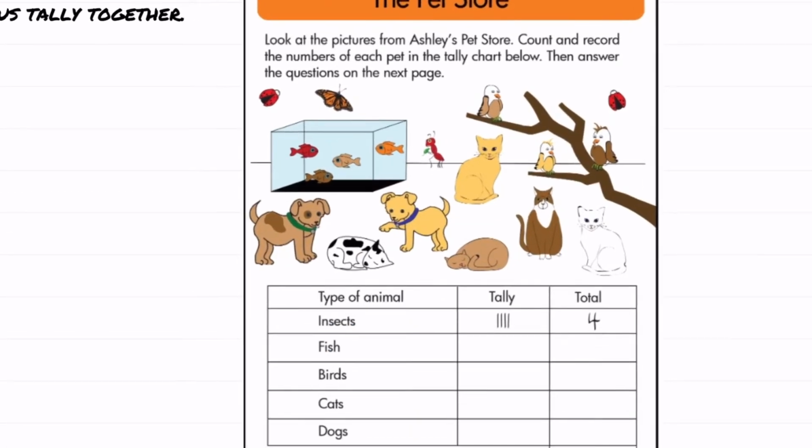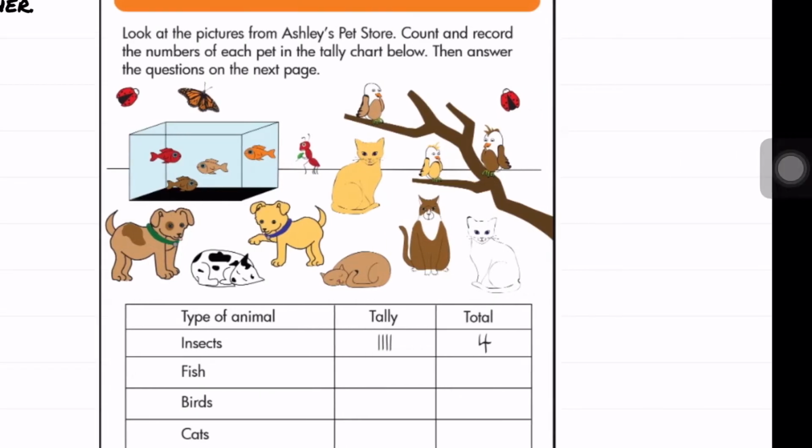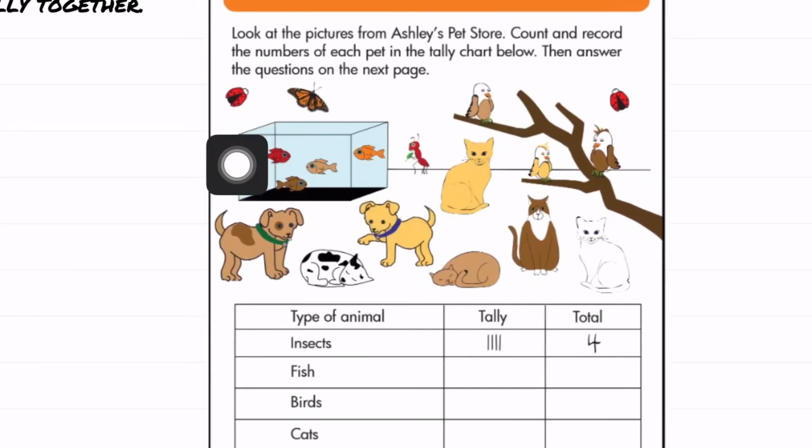Let us tally together. So if you see the pet store, look at the pictures from Ashley's pet store. Count and record the numbers of each pet in the tally chart below. Then answer the questions on the next page. If you didn't understand that or I was reading too fast, you can replay this video. Okay, but the thing here is we're going to count the animals because they are kind of messy. They are not organized. We're going to organize the data. The data here means the information here, how many animals are in here.